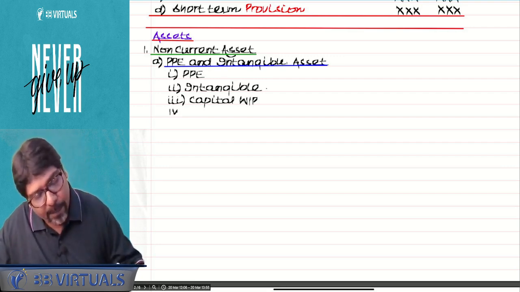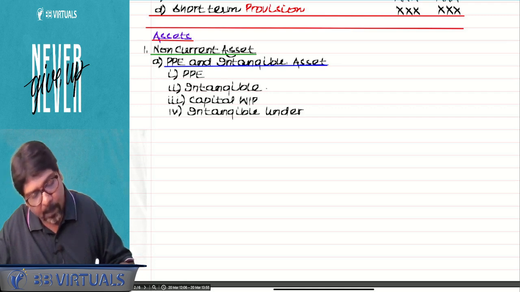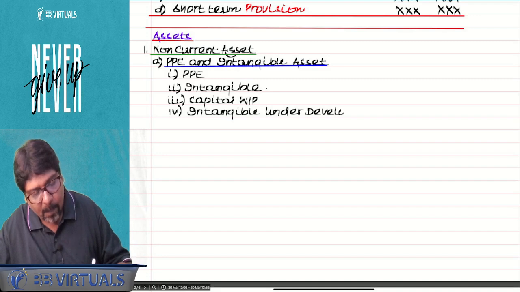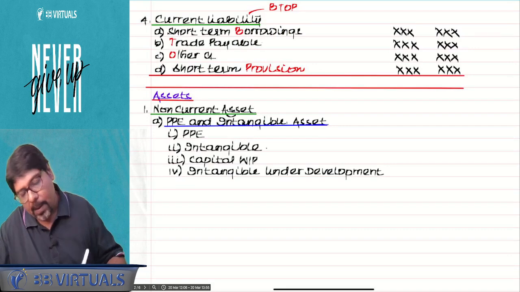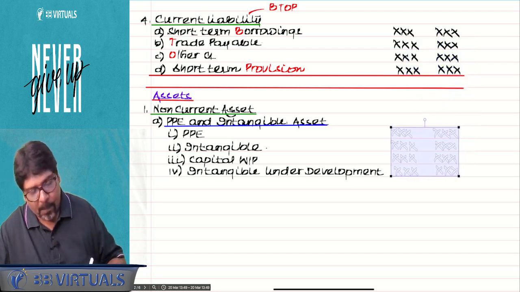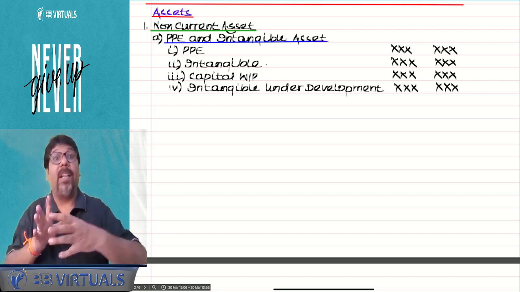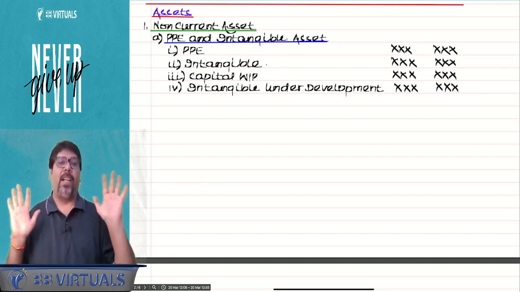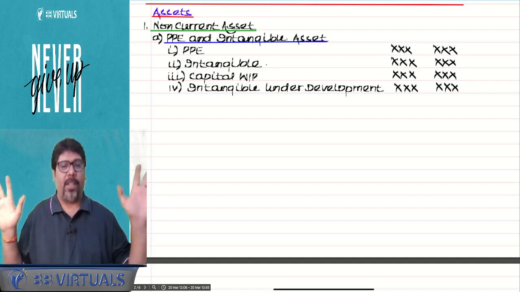Number four is what? Intangibles under development. Correct? PPE, intangibles, capital work in progress, intangibles under development, meaning software in making. You are preparing a software, 1 year is over and it's still not ready to use. Don't write anything. I told you I will make you write, and we will rip apart every item which you are seeing over here. Those items which are tricky.